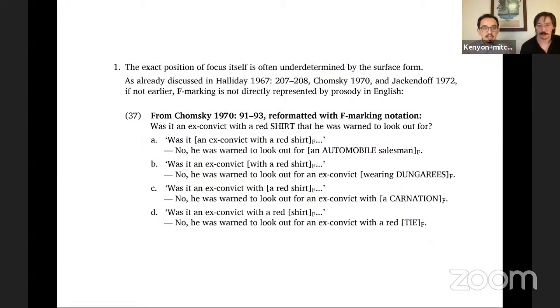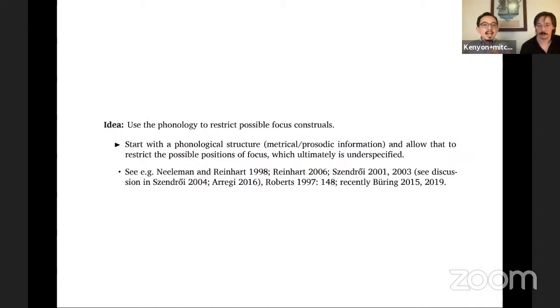So here's a long example from early Chomsky, but this has been widely known. Given a particular surface representation, metrically annotated, for example, the exact choice of F marking sometimes can be extremely underdetermined. And so an idea that has been developed in response to that is this literature that has thought not about starting with F-marked syntactic structures and then figuring out the phonology, but instead, let's try starting with phonological representations, for example, with metrical or prosodic information annotated, and then allow that to restrict the possible positions of focus, or in other words, the possible sets of alternatives that we could be considering there.